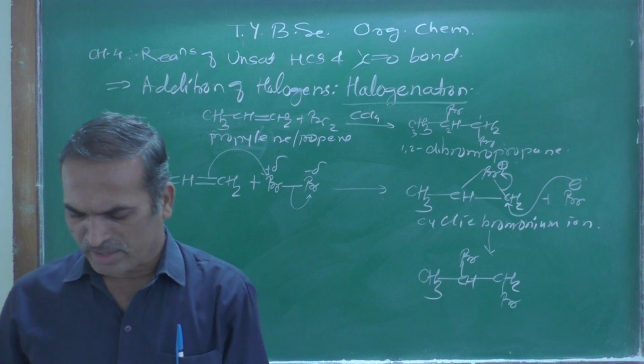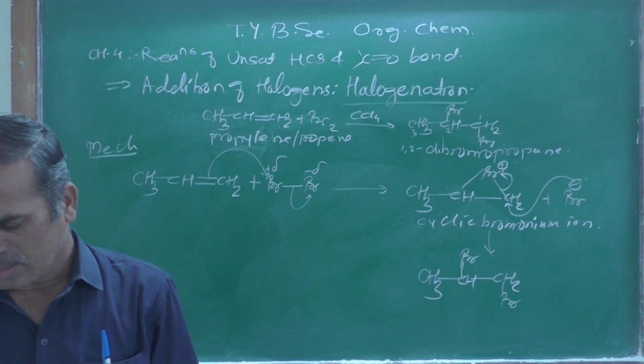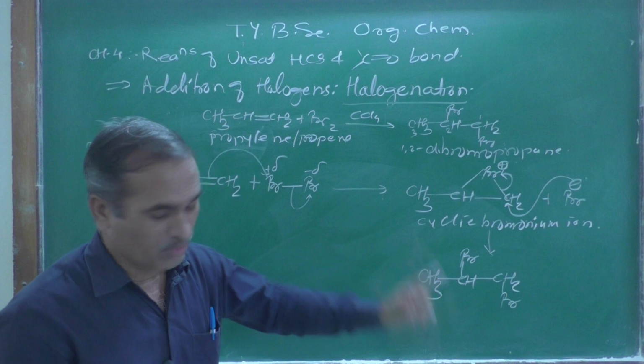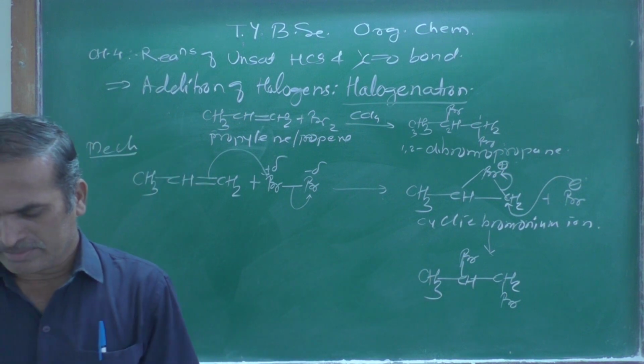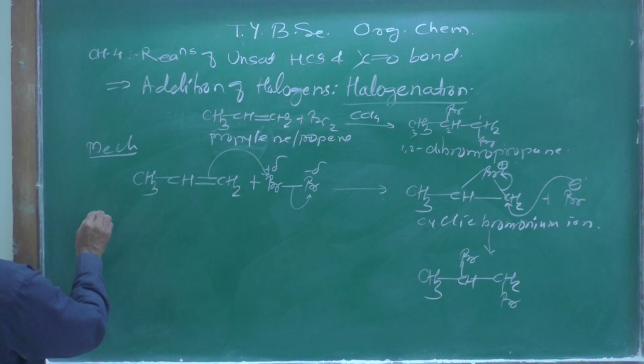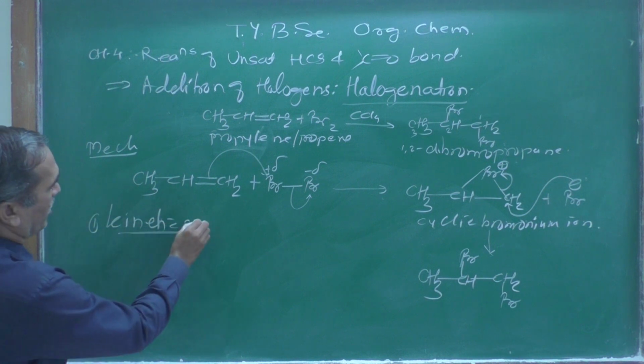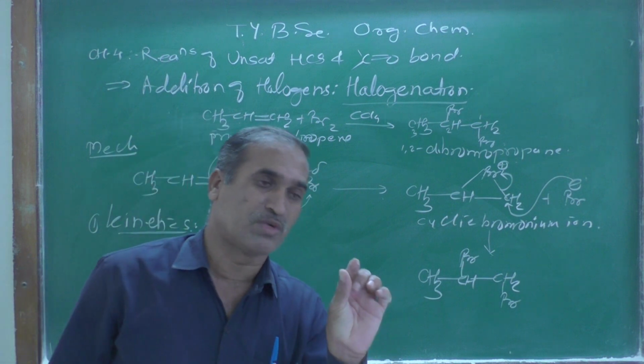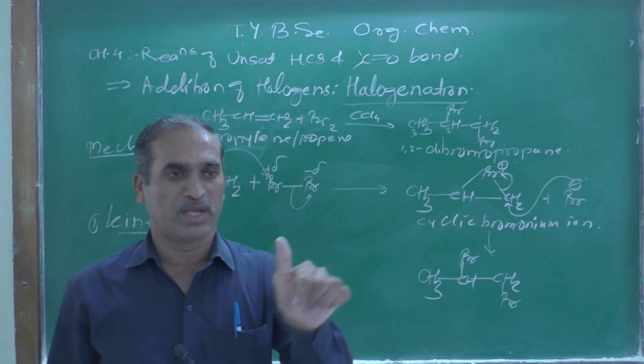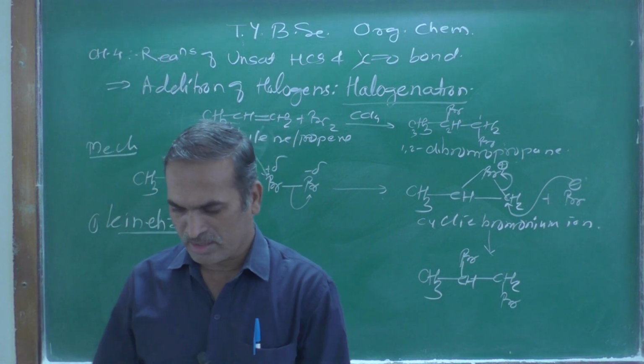The following factors support the above mechanism. Factor number 1 is the kinetics. So let us see, the first one is kinetics here. As we know, kinetics means we have to determine, we have to measure the rate of the chemical reaction.